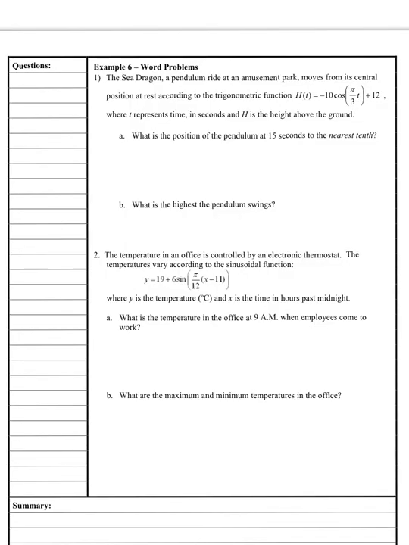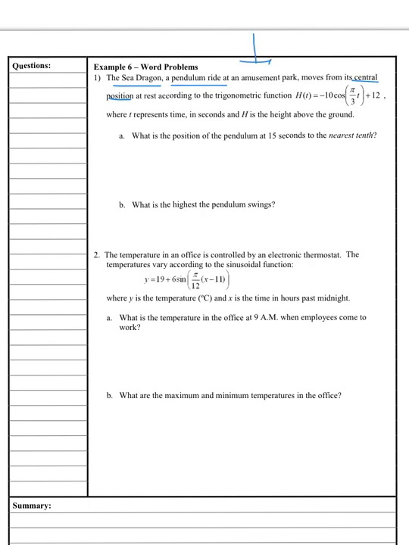All right, our last two examples here are some word problems. So let's read through the first example here. The Sea Dragon, not one of my favorite rides at Seabreeze. It used to make me pretty sick. But it's a pendulum ride at an amusement park, moves from its central position at rest according to a trigonometric function. So they give you this equation, and we have to envision what the Sea Dragon does.